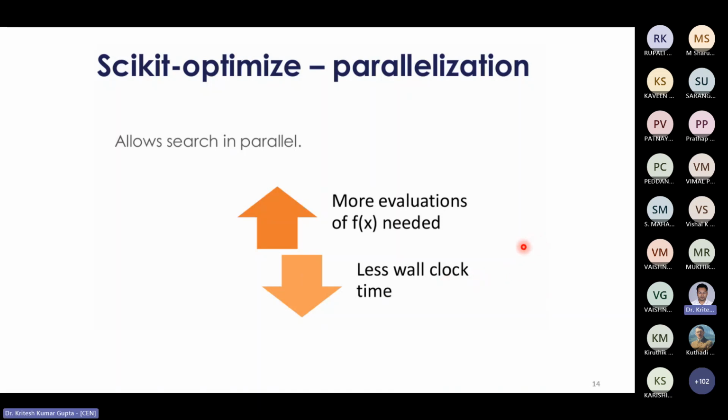All right. So it also allows the parallel search. It requires more evaluations of the function of x, but it reduces the wall clock time significantly if we use parallelization. So I would recommend that you explore this part also, since some of you are having difficulty in hyperparameter tuning. It is taking a lot of time, right? So explore how you can parallelize to reduce the time.